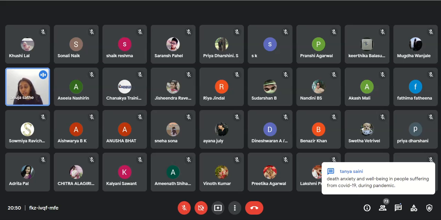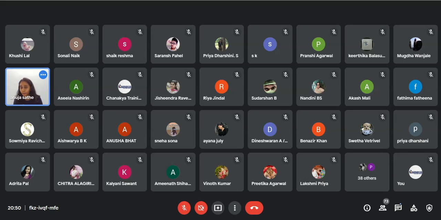Making rational choices and give positive effect in performance, thus reducing the anxiety. Okay, Subhadeep, I want you to unmute and explain to me what is the goal of your research.